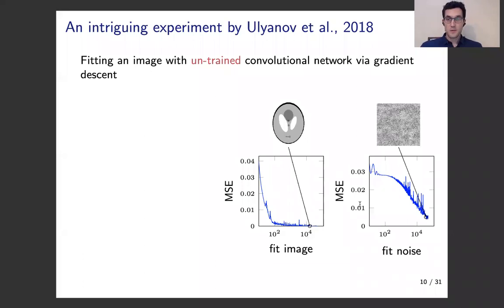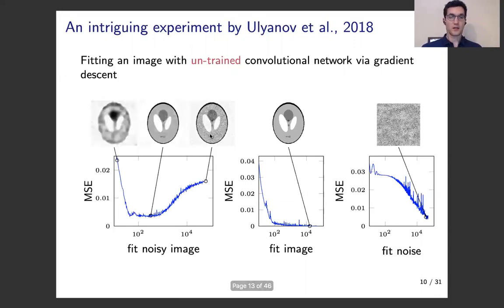Then they did the same experiment, but now they fitted noise with this network. So they have this large UNet and they just fit it to represent noise. If you do that, you can also represent this noise perfectly if you train long enough, because the network is very over-parameterized, so it can fit any single image. The important part here is that if you fit it to noise, it takes very long to fit the noise compared to fitting the image. And then based on this observation, they asked, what happens if we fit a noisy image? In this case, that image is the clean image plus this noise.